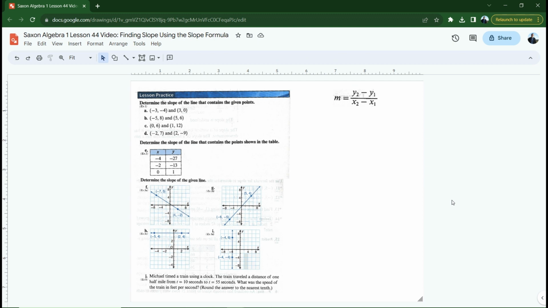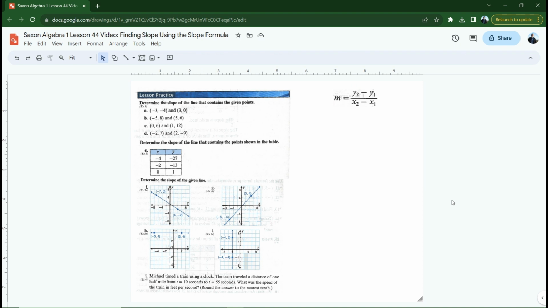Hey, algebra students. In this lesson, we're going to be learning how to apply the slope formula to find the slope between two given points of a line. Now, you may remember that before, to find the slope, we just inspected a graph and then we used the rise over the run to determine the slope.